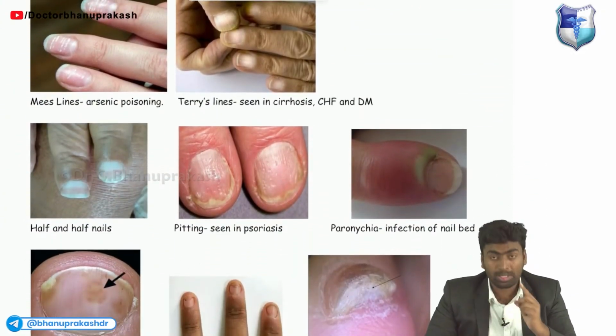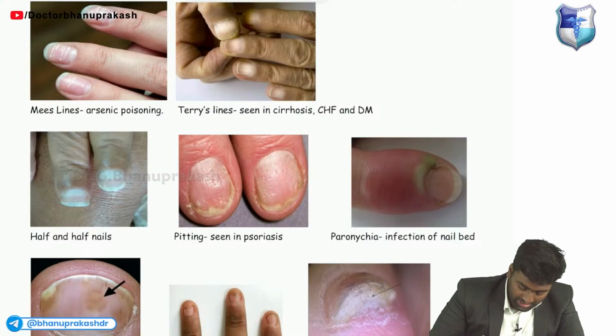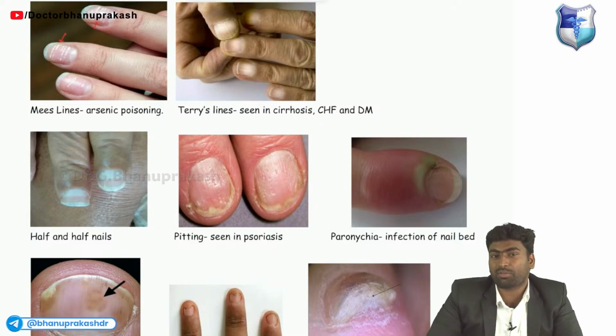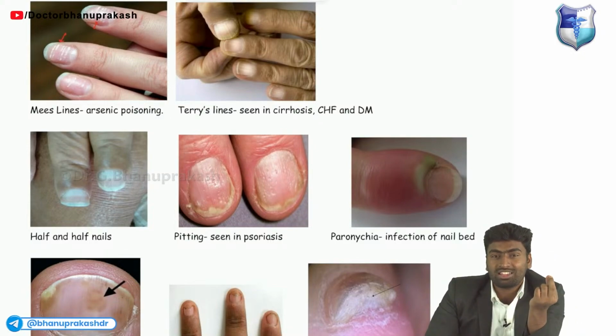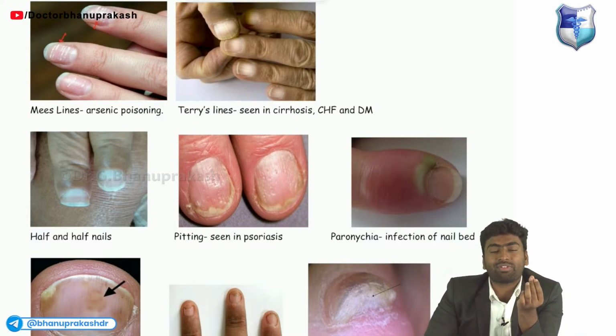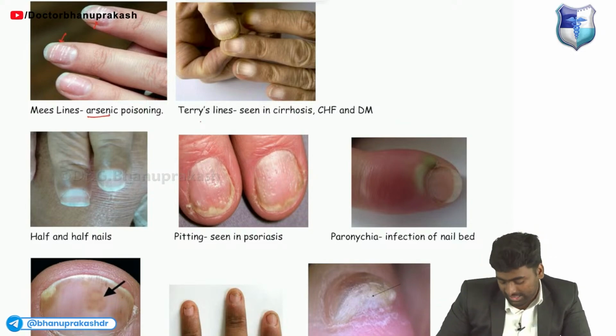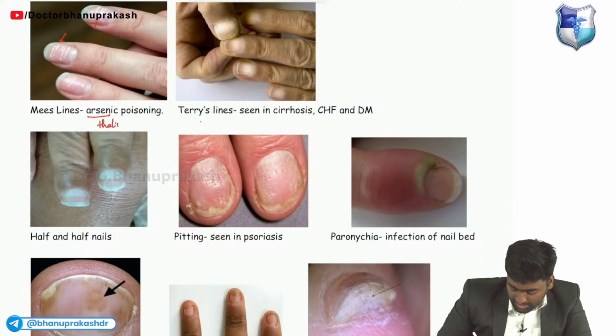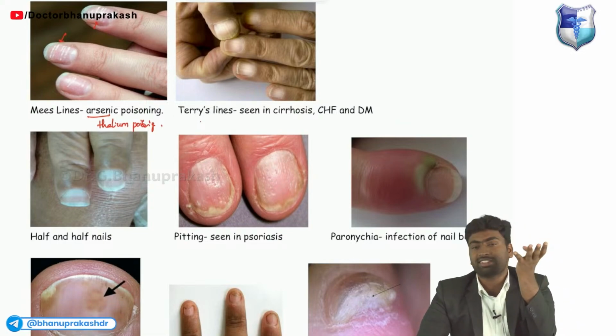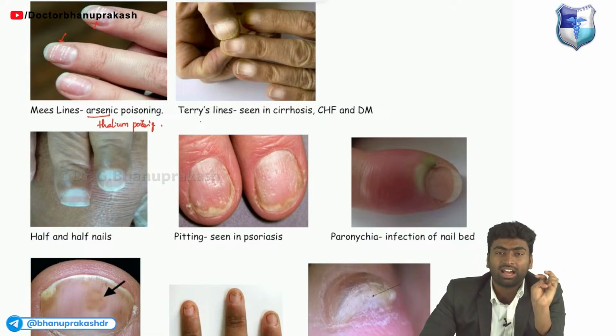Next, if you are able to see this type of whitish lines on this nail bed, it is known as what? It is known as Ullrich-Mees line. This type of Ullrich-Mees lines is classically seen in a case of poisoning with arsenic, and it can also be seen in a case of gallium poisoning. Remember, this type of whitish line is seen in a case of arsenic poisoning.